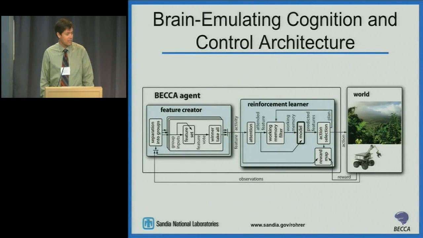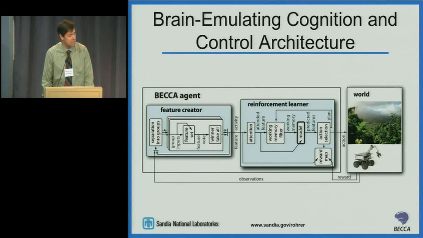And the current state of my work in this area is captured in a brain emulating cognition and control architecture, BECCA. And you can see it in block diagram form here. There is an unsupervised feature creator in tandem with the reinforcement learner. And you can see the whole thing is set up to be a reinforcement learning paradigm. Observations are taken in, actions go out, and there's also a reward signal.